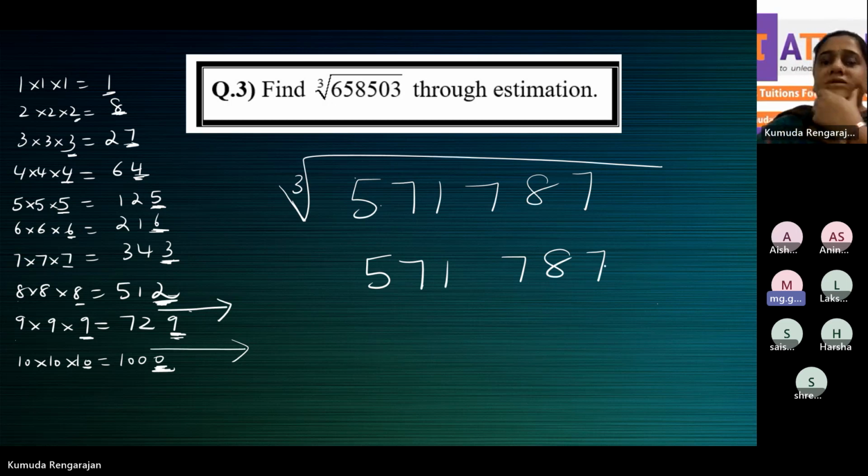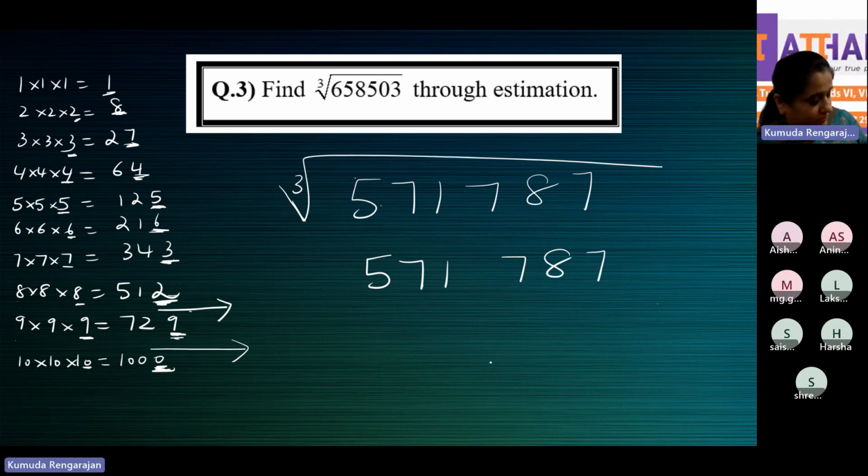Yes, ma'am. What's the first step, Gayatri? We have to group into 3, ma'am. Group in threes or group in triples. So 787 will make a group and 571 will make a group, correct? Yes, ma'am. Now ignore these two digits.